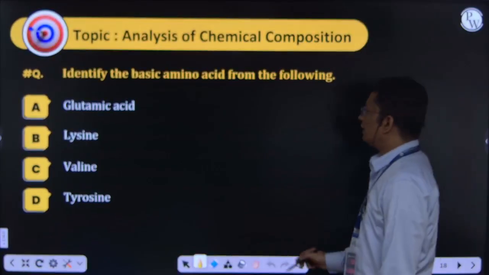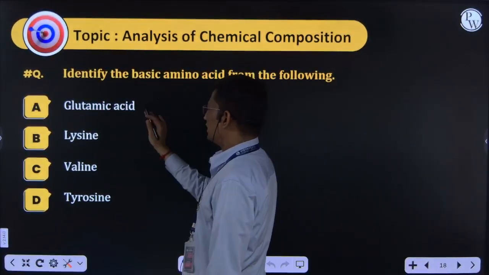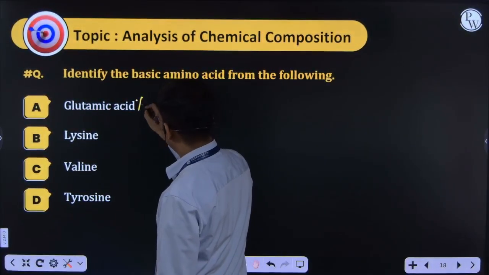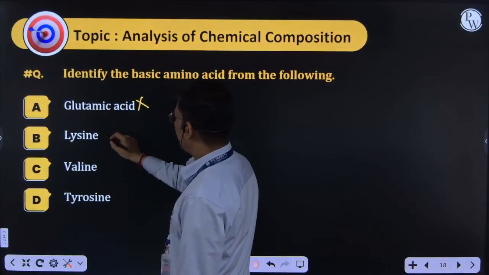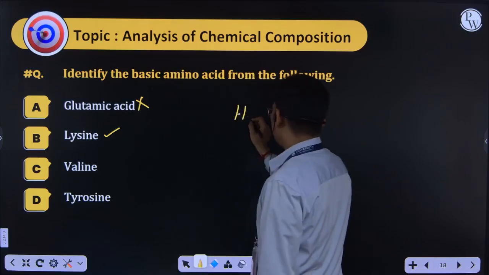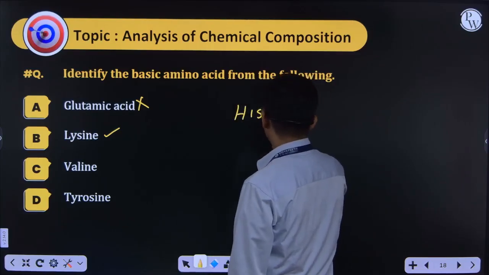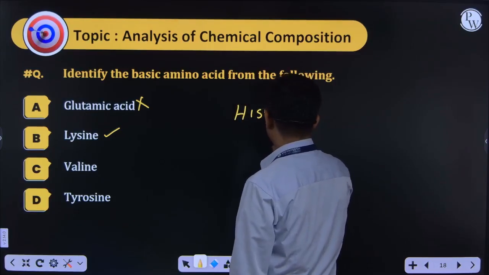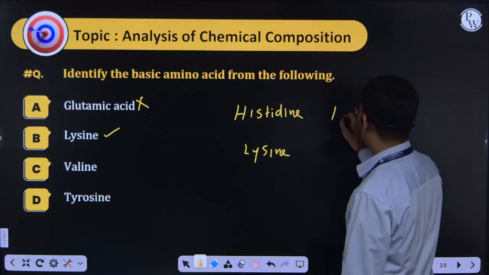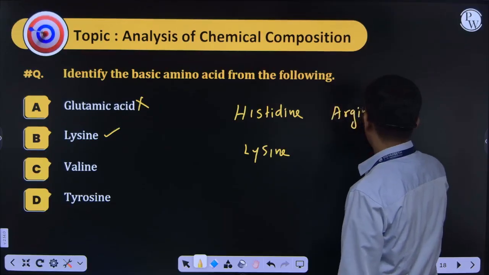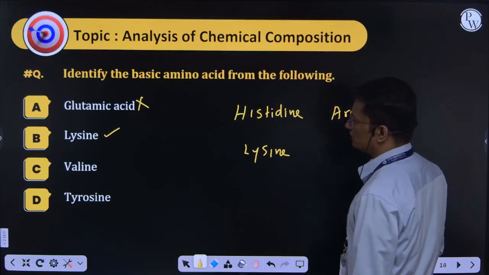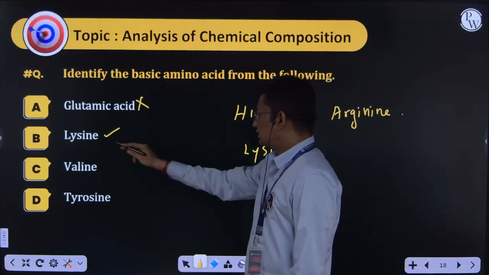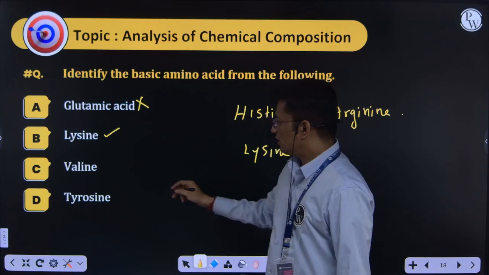Identify the basic amino acid from the following. Glutamic acid itself is an acidic amino acid. Lysine, histidine, and arginine, these are the basic amino acids. So lysine is there, so lysine is correct.